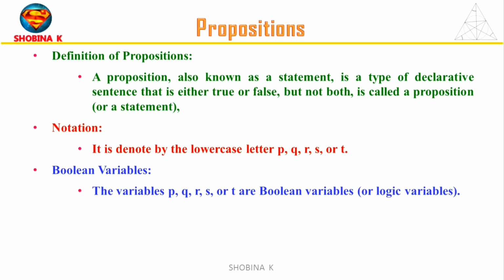Propositions are commonly denoted using lowercase letters such as P, Q, R, S, or T. These letters represent specific statements or conditions that can be evaluated for their truth values. The variables P, Q, R, S, or T are often referred to as Boolean variables or logic variables. And these variables serve as a placeholder for propositions and allow us to work with symbolic representation of statements in logical expressions. Propositions and their notation is essential in logic, which will enable us to construct the logical expressions and evaluate their truth values, also perform various operations to analyze and reason about the complex statements.